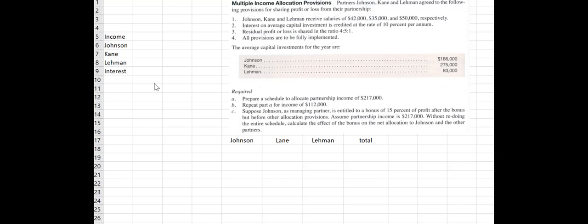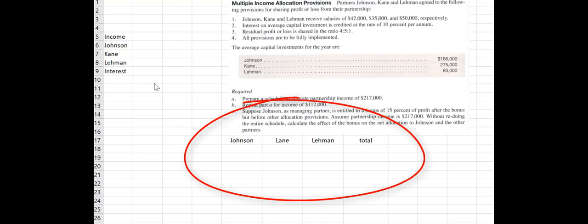So I've got this on Excel. Excel works great for partnership accounting. You can set up a column for each partner to track their allocation. So that's what I've done here.